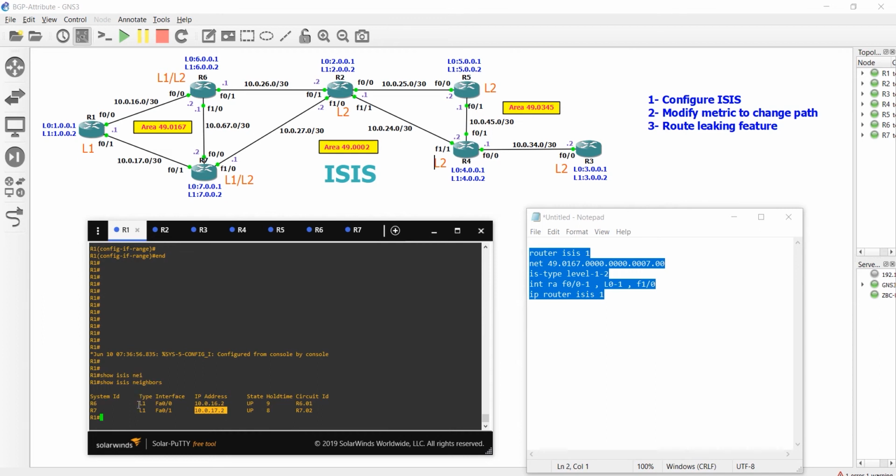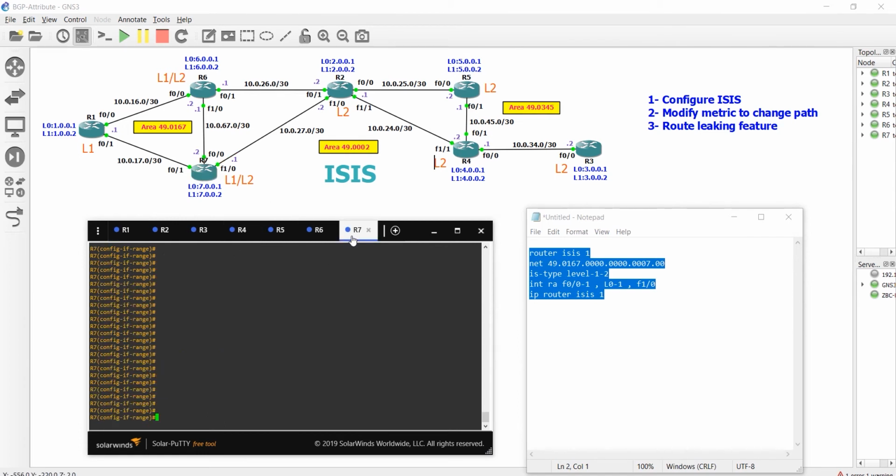But type is L1 because this router is level 1. This router 6 and router 7 are level 1 and level 2, but they cannot see level 2 in router 1 because router 1 supports only level 1. And you should also check in R7, verify with show ISIS neighbors, verify what happened here.